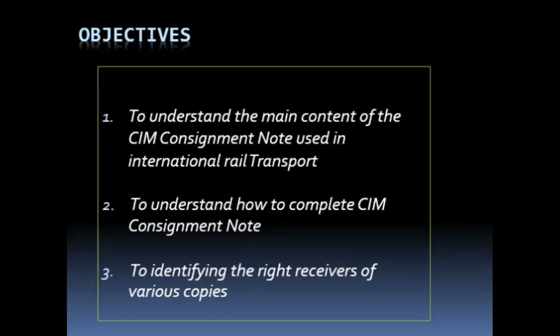The objectives in this second part of session 7 are 3. 1. To understand the main content of CIM Consignment Note used in international rail transport. 2. To understand how it is completed. And then 3. To identify the right receivers of various copies. So these are the headings which we are going to go through in this second session.